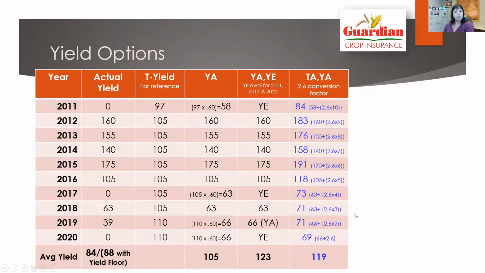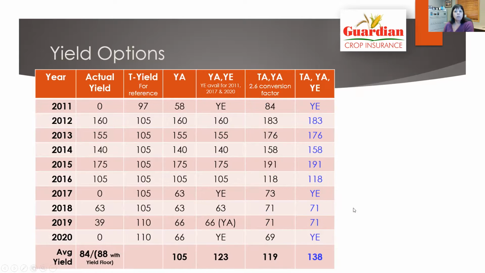Well, let's look one step further and actually add the trend adjustment, the yield adjustment, and the yield exclusion and see what that does. Even though by using the trend adjustment and the yield adjustment we had an 84 instead of a 0, we might be better off just totally eliminating that yield.